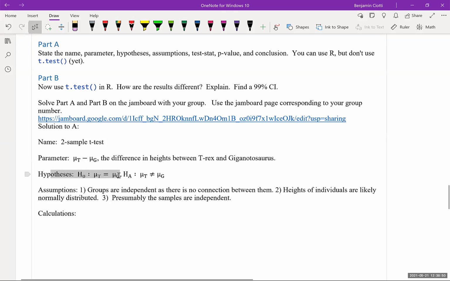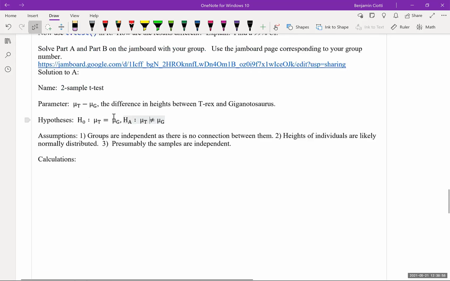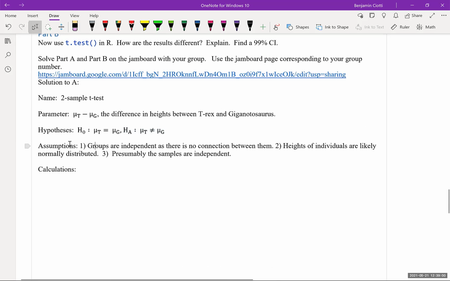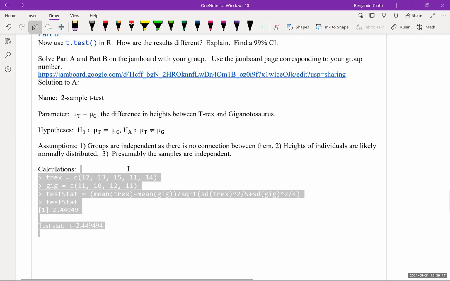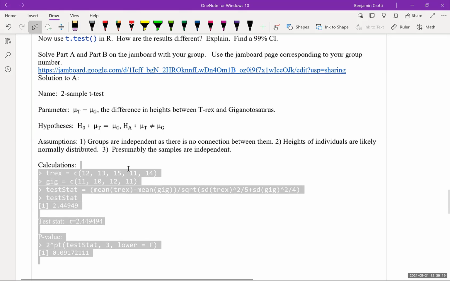As is typical, the null hypothesis will be that the two means are equal, the alternate being a two-sided alternate hypothesis. Assumptions, most of y'all correctly at least wrote down the 3 assumptions. Whether they are precisely satisfied seems pretty reasonable in this case. There's no obvious violations. I used R for the calculations.